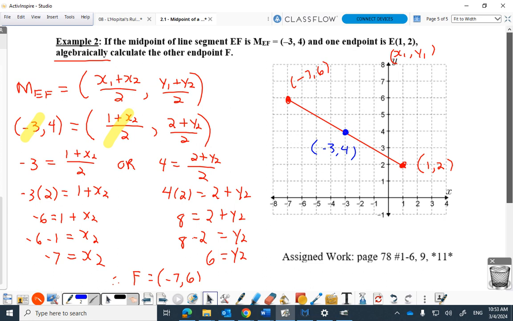Just want to double check your first page. Does the homework match up? Page 78, 1 to 6, 9 and 11. 9 and 11 have little stars beside them. A little warm up for some of the tough stuff that's coming later. So zip through the first few and then get to 9 and 11 because they both have stars. Any questions for me on the lesson?